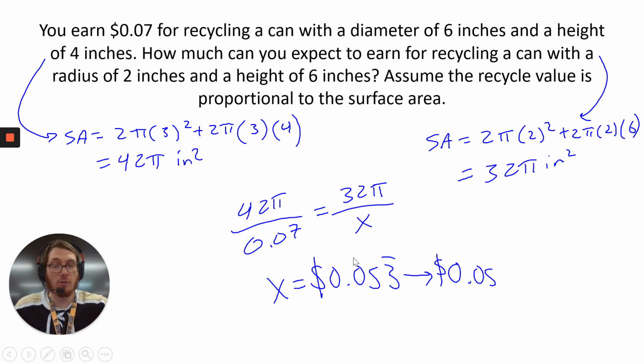Okay, that's what a proportional relationship should look like. I'm just going to cross multiply it, so 32 pi times 0.07 equals 42 pi x, and divide by 42 pi on both sides.